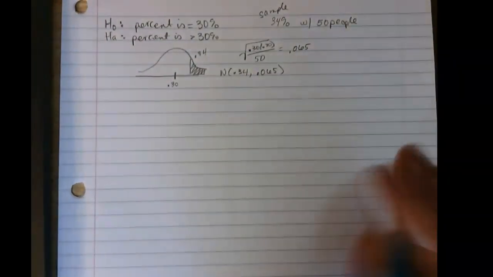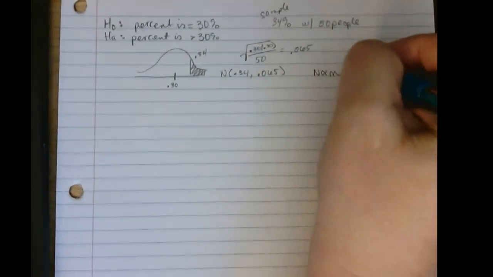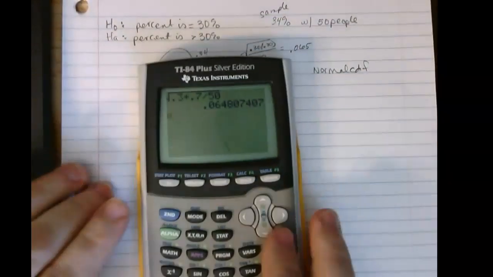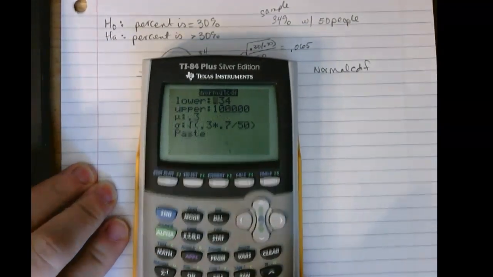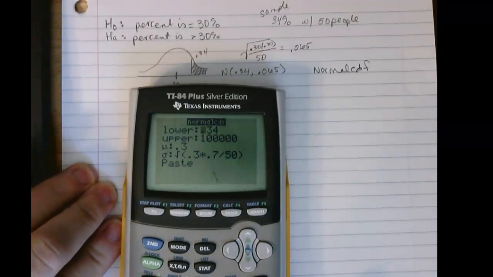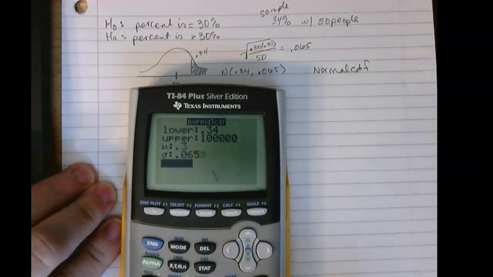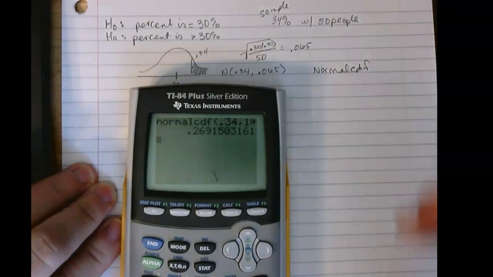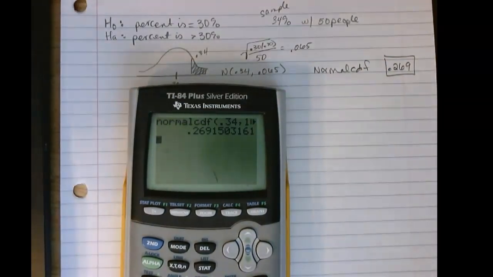Right? And then we would use all that information in normal CDF. So, second distribution, normal CDF. My lower was 0.34. My upper was a big number. I just put in my standard error formula right there. It was the same thing. And so we get a p-value of 0.269. Okay? And we would fail to reject.